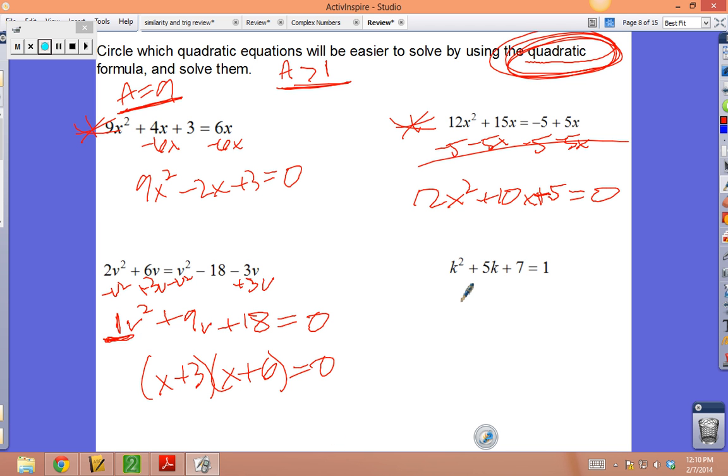This one right here is going to be x squared plus 5x plus 6 is 0. Does there exist something that times gives you 6, add and gives you 5? What times gives you 6, add and gives you 5? So look, this is going to be easy to factor. But these top two, you've got to use the quadratic formula. So go ahead, plug them in, find A, B, C, plug them into the quadratic formula, solve them.